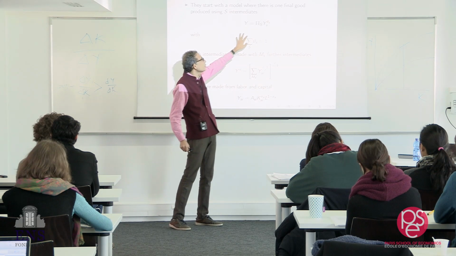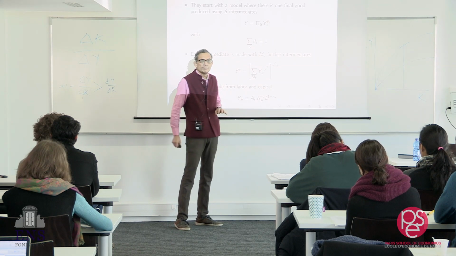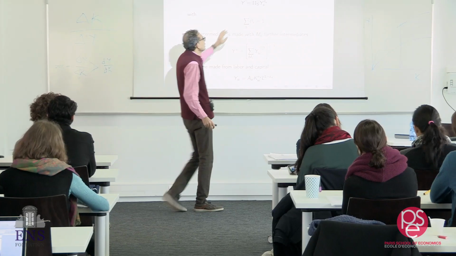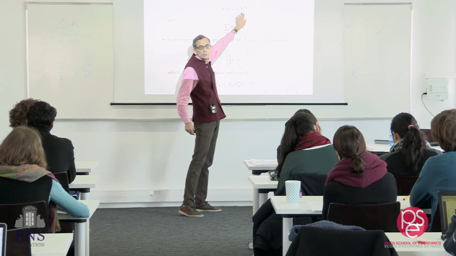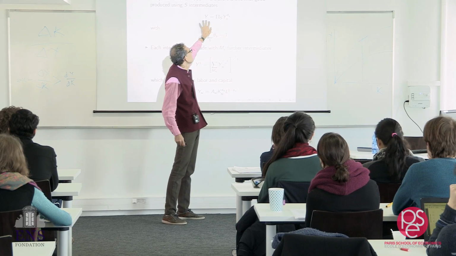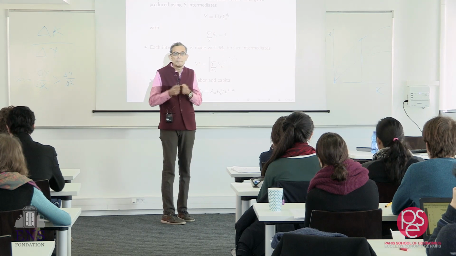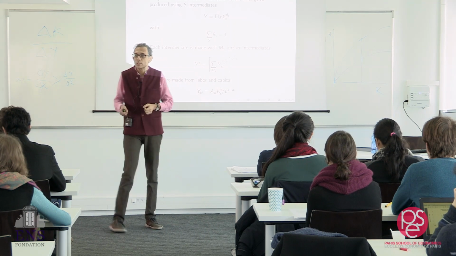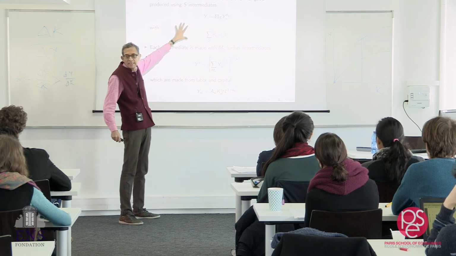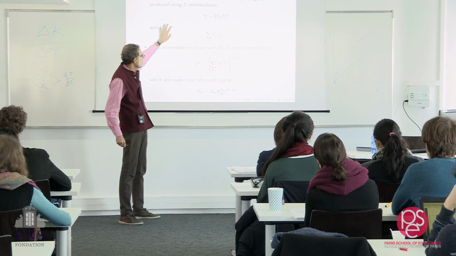So at the top level, there's one final good, which is called GDP. GDP is produced by combining a bunch of individual goods which are indexed by S. GDP is some Cobb-Douglas of those, and this piece of it is not that interesting. They're not going to make any use of it, so you don't have to worry about it.